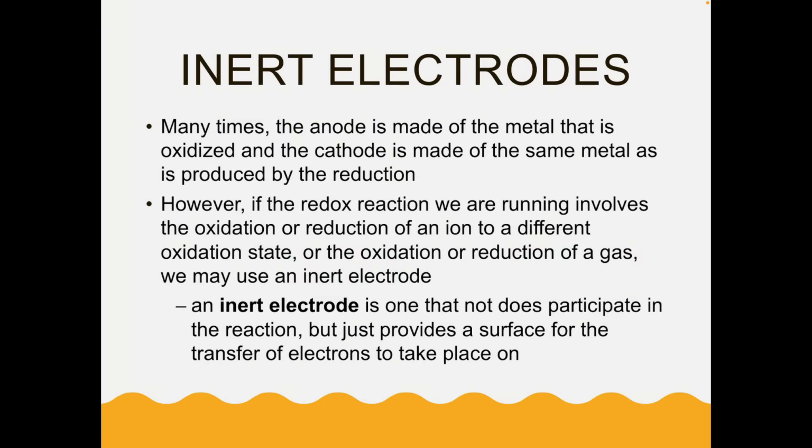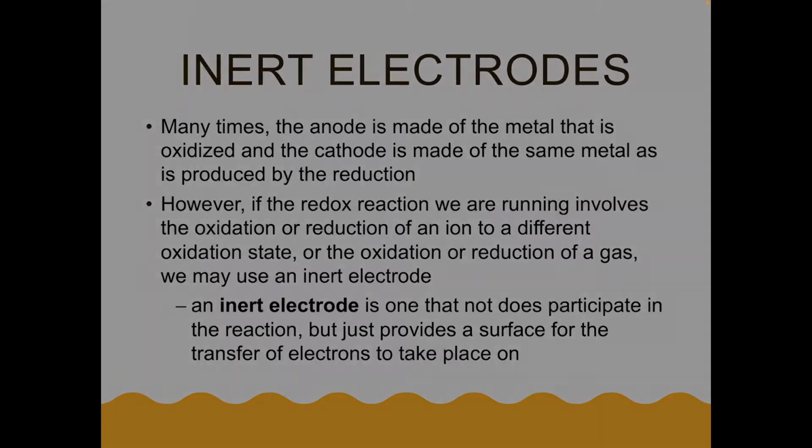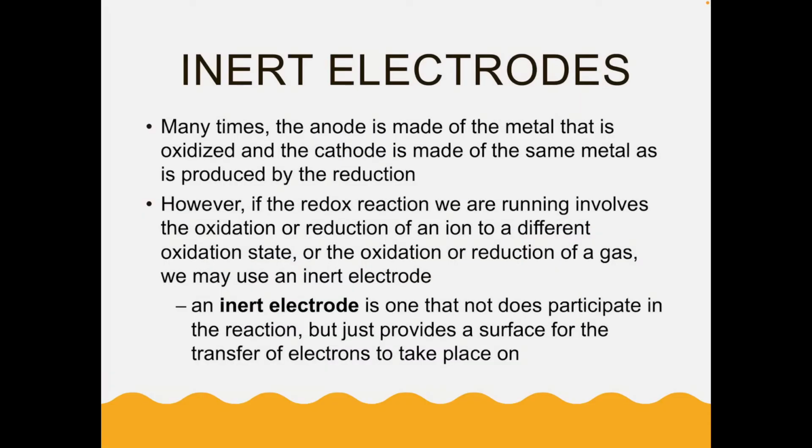Okay, so inert electrodes. So in this reaction right here, our electrodes, both our anode and our cathode, were participating in the reaction. Our zinc was being converted to zinc 2+, and our copper 2+ was being converted to copper solid. So our anode and our cathode are part of the reaction. But sometimes we don't want our electrode to be part of the reaction, and that will be when we use an inert electrode. And so this would be if we have an oxidation or reduction of an ion to a different oxidation state. So if we're changing the oxidation state of our metal, we might want to use an inert electrode because we don't want it to participate in the reaction.